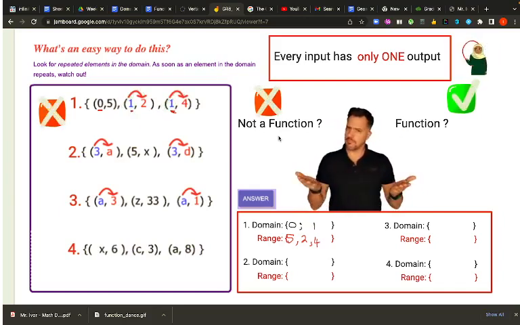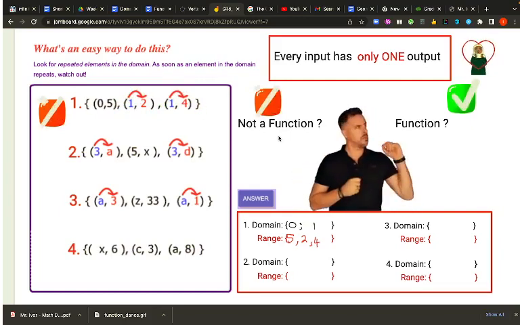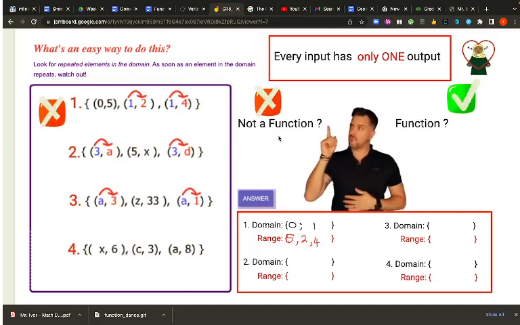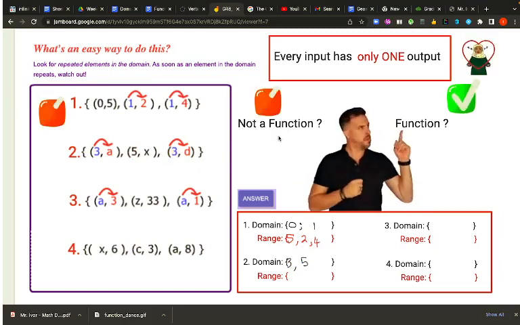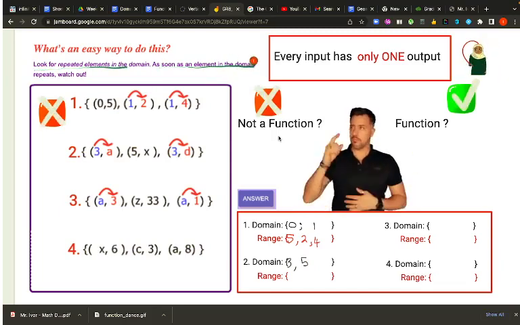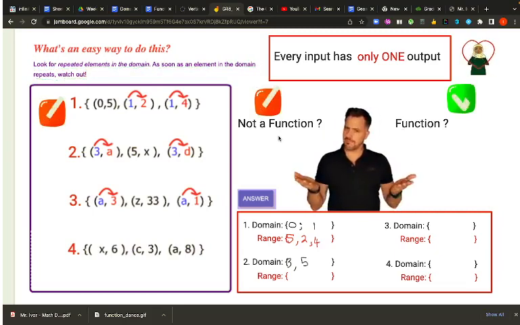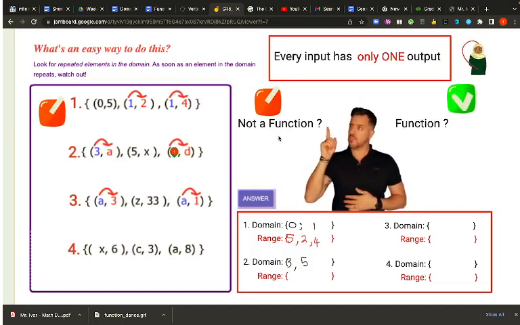So let's look at number 2. To answer the question, we write down the domain. The domain will be all the x values, so 3, 5, and 3. So 3, 5. I'm not going to write down the 3 again, because it's repeated. Now I just want you to look at this note. Look for repeated elements in the domain. As soon as an element in the domain repeats, watch out. It's probably not a function. Why? Because it repeats, and you can see here the 3 and the 3 repeat. So clearly it's not going to be a function.